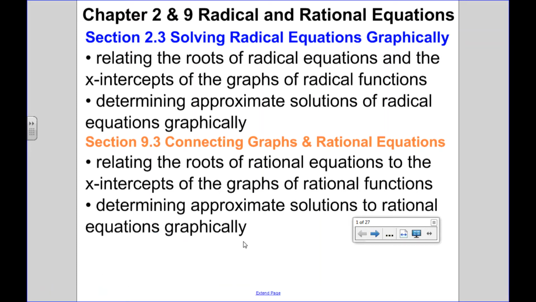Hello, Matthew Gatos here. In this chapter, chapters 2 and 9, we're going to be covering radicals and rational equations. For this lesson, I'm going to do 2.3 and 9.3 together because we're solving them graphically. So let's get started with radical equations.